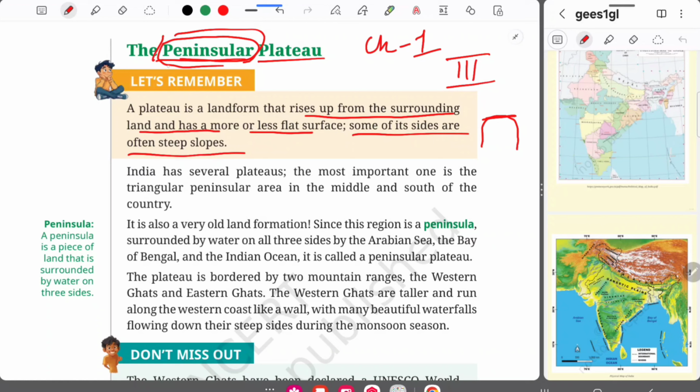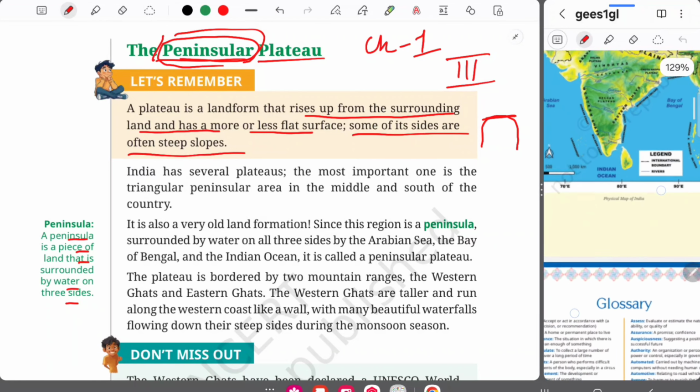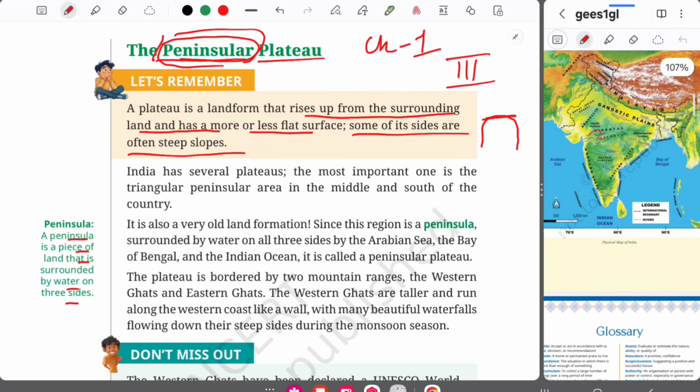What is this peninsula? Peninsula means a piece of land which is surrounded by water on three sides. See, the meaning is given here. For example, let us try to understand on the map first. See here, this land is surrounded by water on three sides. On one side we have the Arabian Sea, on the other side the Bay of Bengal, and below we have the Indian Ocean. In the southern part we have the Indian Ocean, in the western part the Arabian Sea, and in the eastern part the Bay of Bengal.